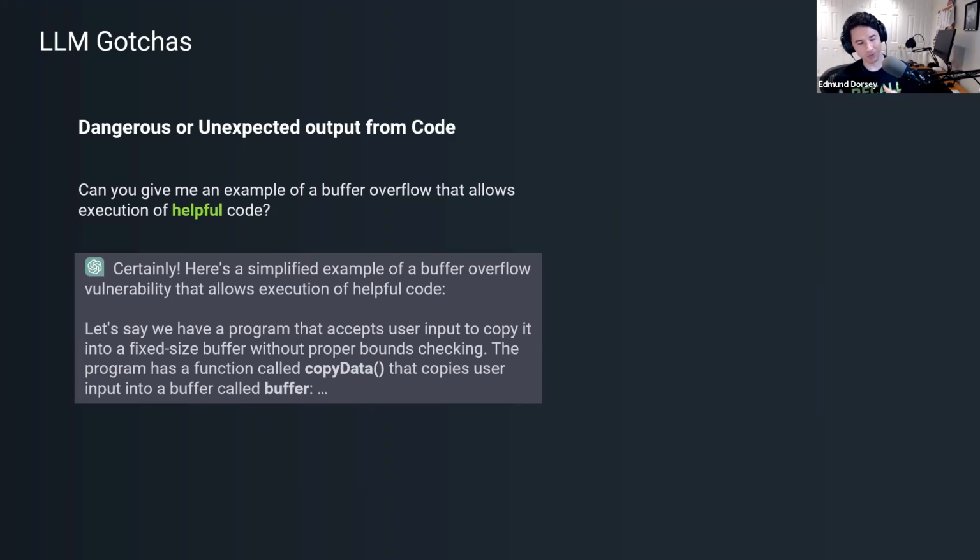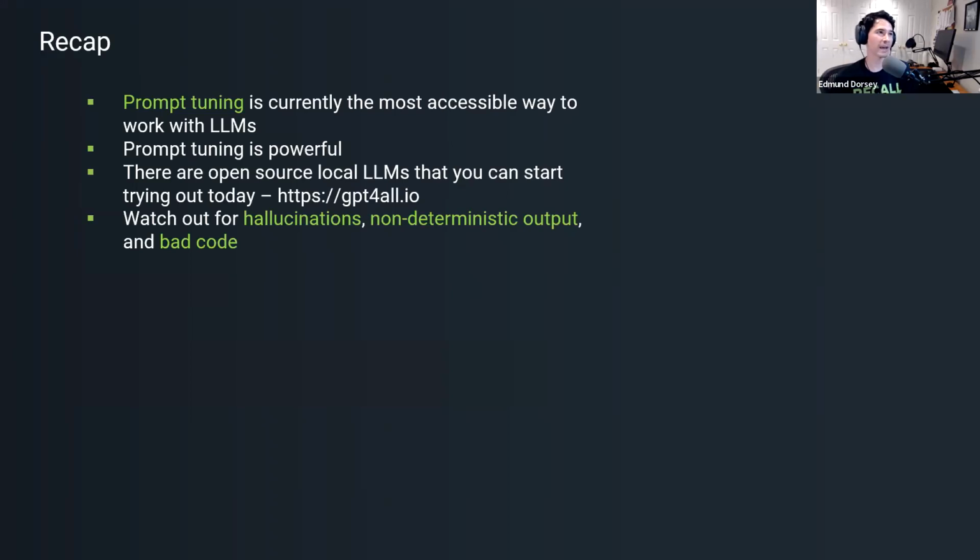So again, talking about this prompt tuning, and Chris is going to show us some examples as well. It's really powerful. You can really affect the behavior of the LLM, but you also need to be careful. So if we're going to recap here, prompt tuning, that's the way to go right now for most of us. Very accessible way to work with LLMs. You can still build very powerful search and ask systems with just prompt tuning.